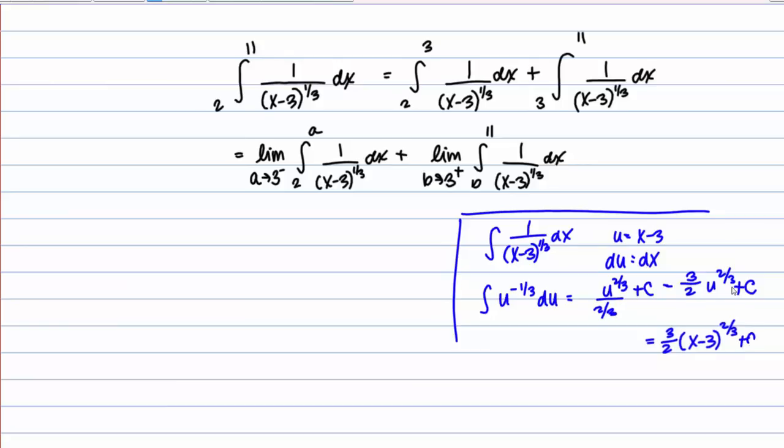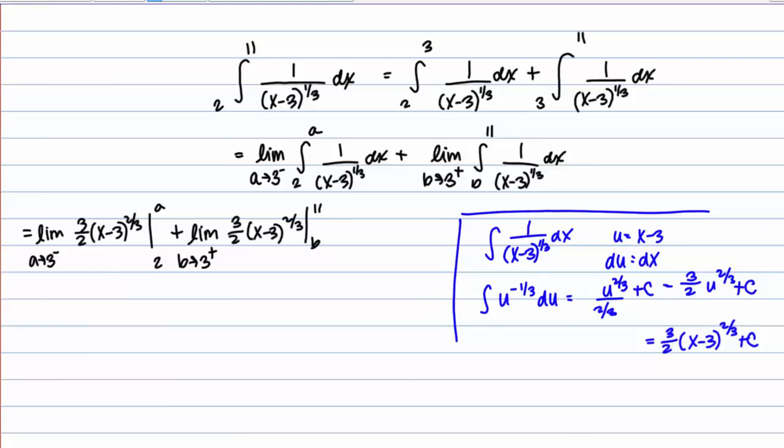I'm going to use that result up here with these definite integrals. So then I have the limit as a goes to 3 from the left. I want to make sure to always carry those limits along with me. Of 3/2 times x minus 3 to the 2/3 power from 2 to a, plus the limit as b goes to 3 from the right of 3/2 times x minus 3 to the 2/3 power evaluated from b to 11. So now I'm ready to plug in some bounds within each of these limits. So I'll get the following.